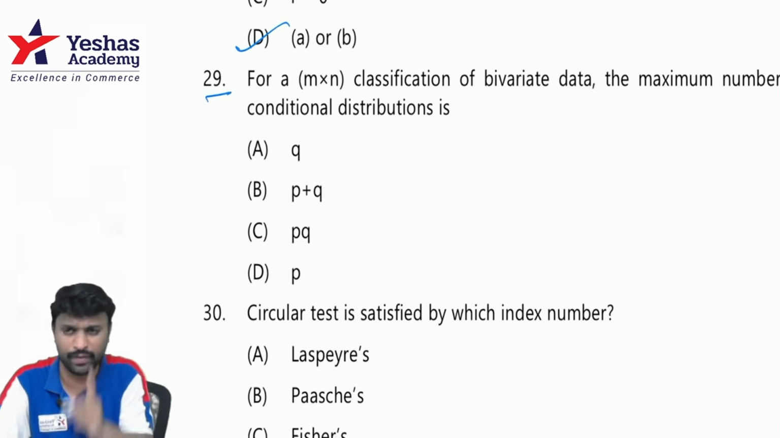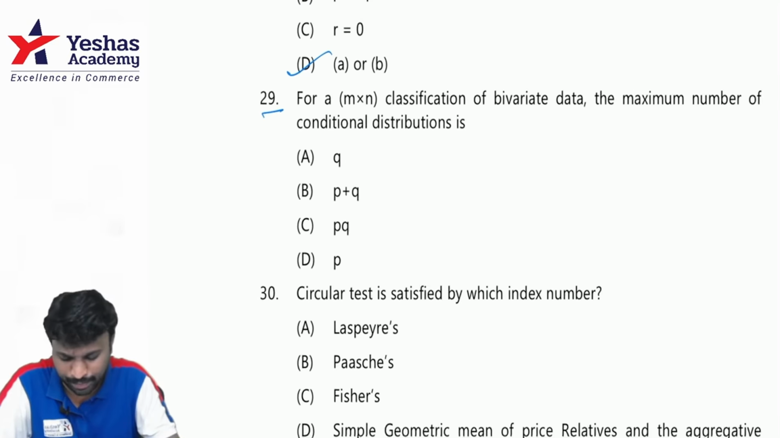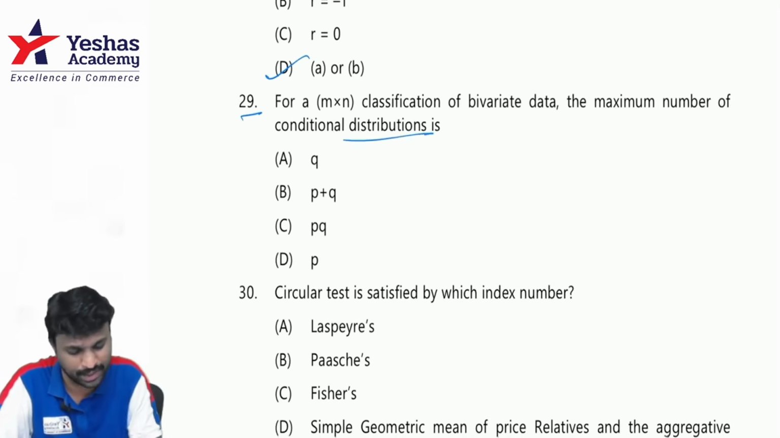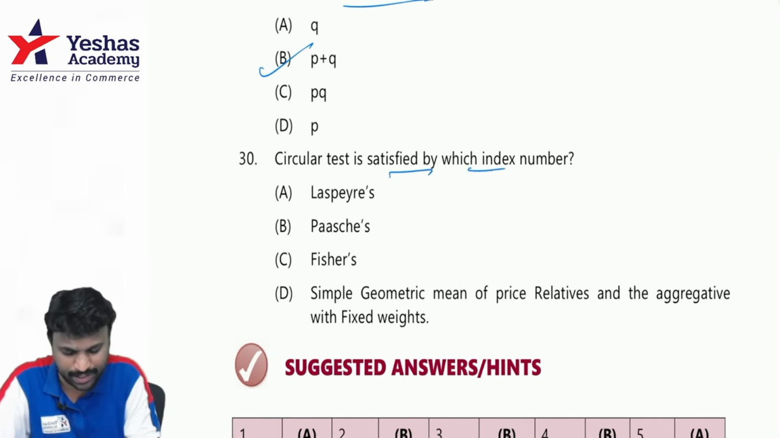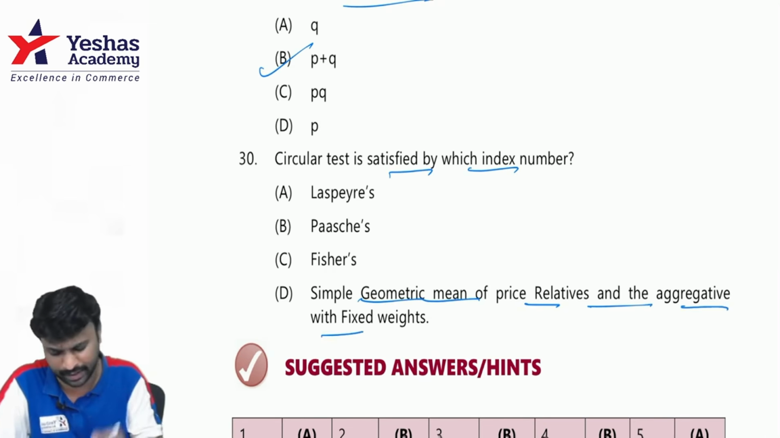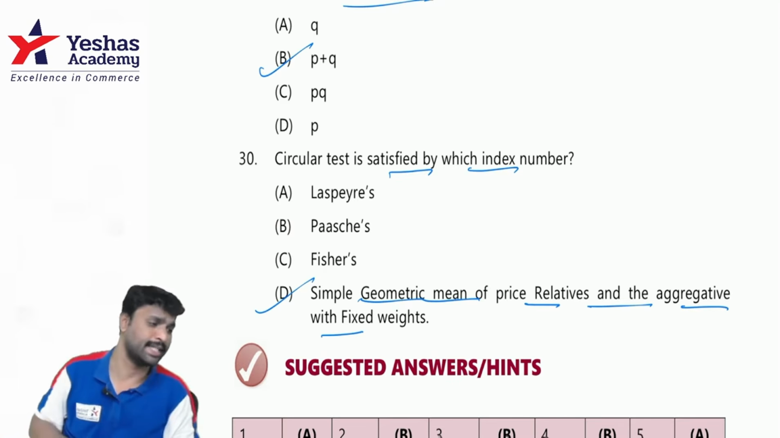This 29th question we have discussed in the regular class. Maximum number of conditional distributions is always P plus Q. Circular test is satisfied by which index number? It is simple geometric mean of price relatives and aggregatives with weighted aggregators with fixed weight. That means option D is the right answer.